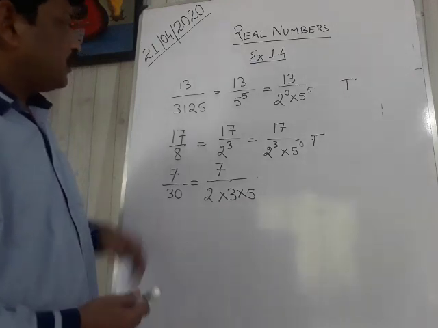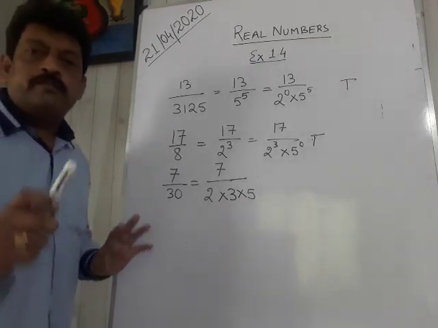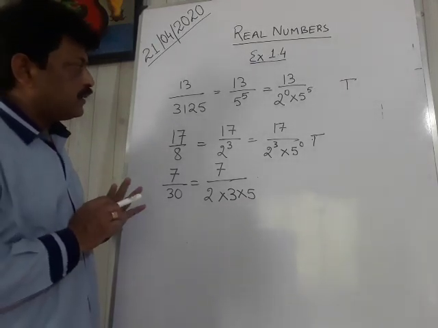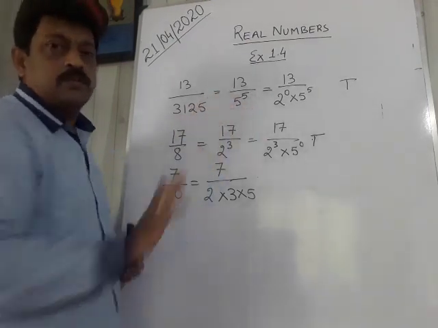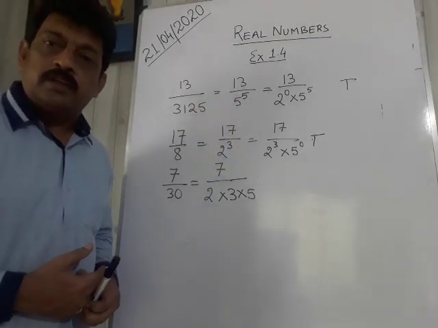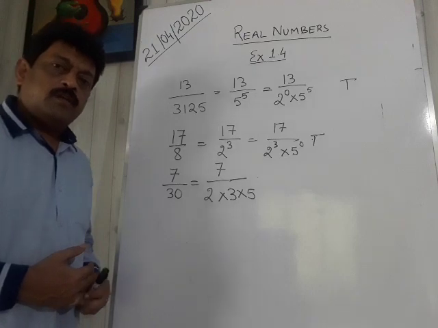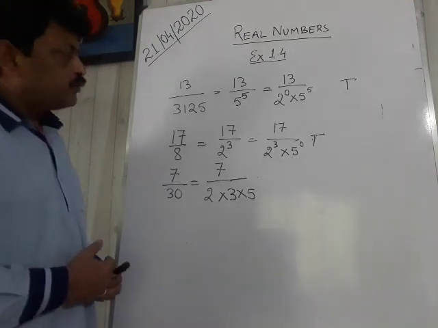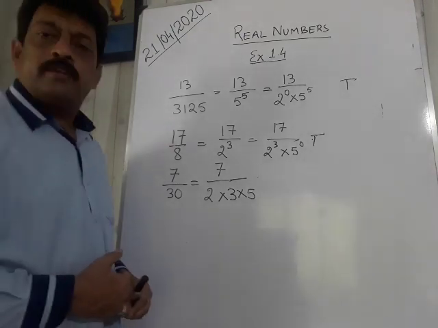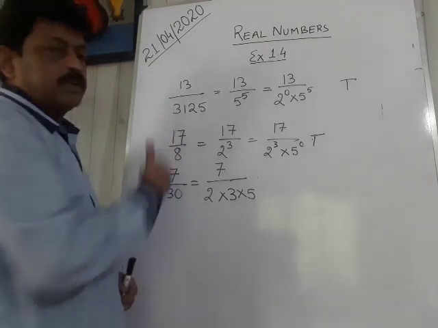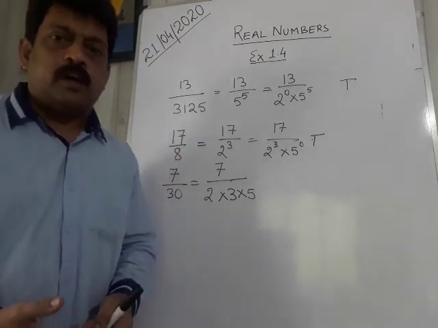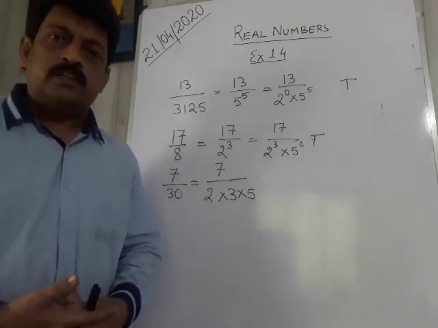So in this way, if a fraction is given, without dividing it directly, by resolving the denominator, we can say whether a fraction will be terminating or non-terminating. Hope you have understood. In this way we can solve any problem where we have to resolve the denominator and check whether it will be a terminating or non-terminating decimal.